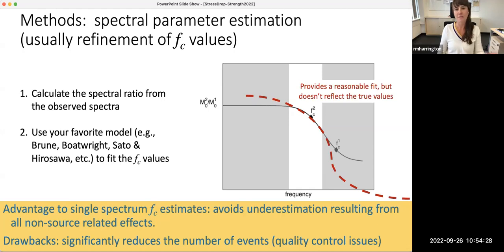Okay, so the narrow bandwidth here can provide a reasonable fit, but if your bandwidth of observation is not wide enough, even removing those effects of attenuation can be problematic, and you may still come up with an estimate which is not reflecting the true moment or the corner frequency of the pair.